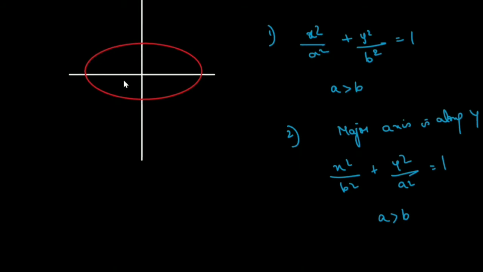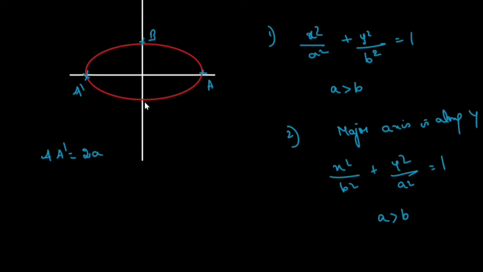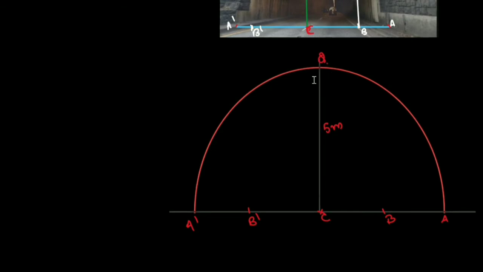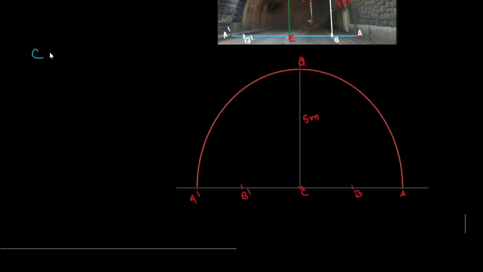So here let us take the major axis along the x axis. Then A dash A is the length of the major axis, that is equal to 2a. And this is B, and this is B dash, so the length of the minor axis is 2b. So we have a semi-ellipse. CB will be equal to b. CQ is the length of the semi-minor axis, that is nothing but b. So b is equal to 5 meters.